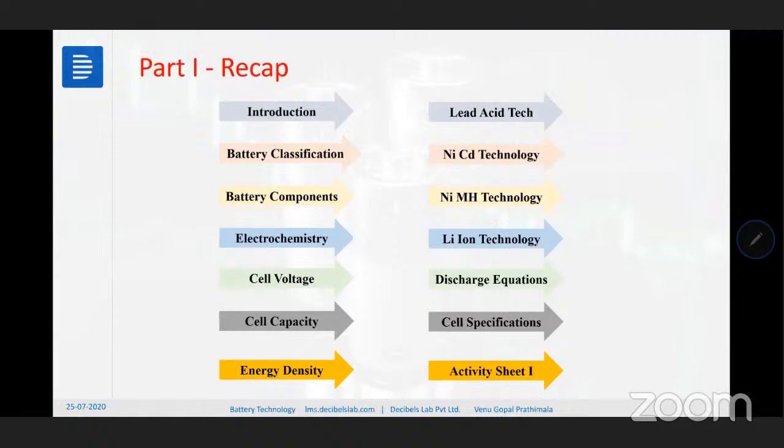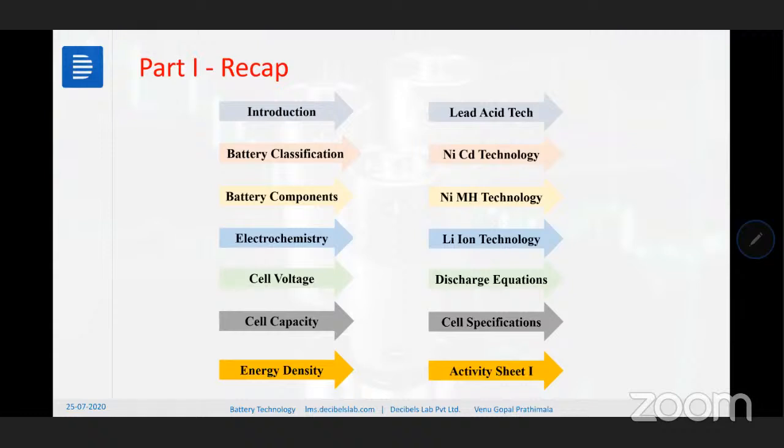And next, we started with some calculations or estimations, such as cell voltage, cell capacity, and energy estimations. When calculating the cell voltage, we derived the equations at standard temperature conditions and at non-standard temperature conditions. Generally, we derived the equation as E naught cell equals E naught cathode minus E naught anode, where E naught cathode and E naught anode are the reduction potentials of the cathode and anode materials. That's for standard temperatures. But at non-standard temperature conditions, we derived the equation called the Nernst equation, and we have done some calculations on that part.